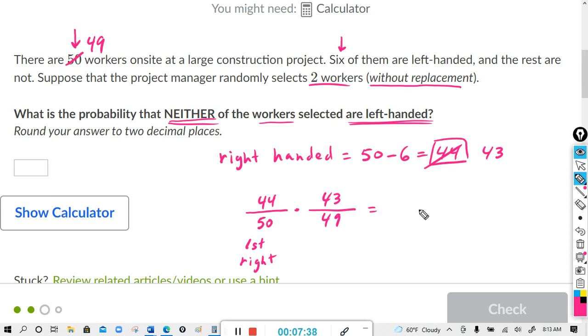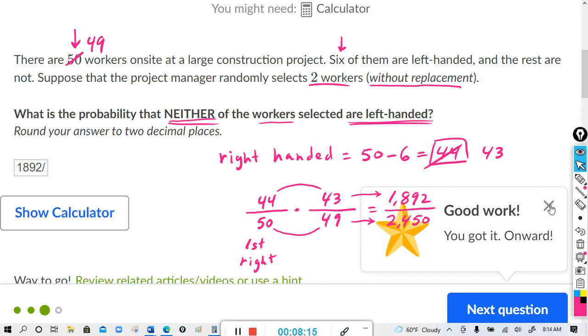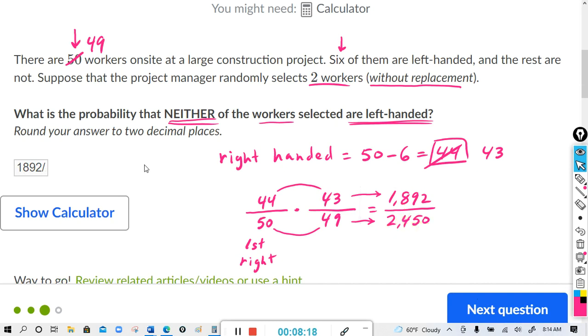So I'll do this one on the calculator. Multiplying across, the numerators, 44 times 43, is 1,892. 50 times 49 is 2,450. All right, let me just see if it will take that answer. I know this fraction is not reduced because they're both even numbers. 1892/2450. Big fraction there. Okay, good. It takes it anyway.